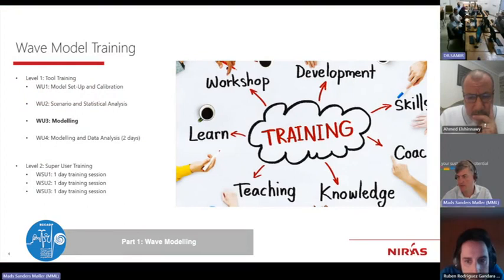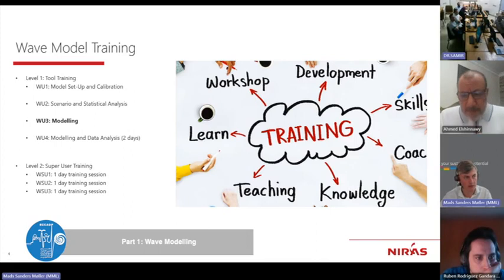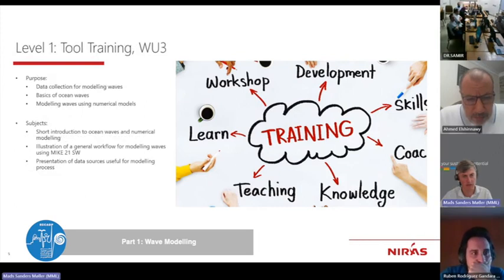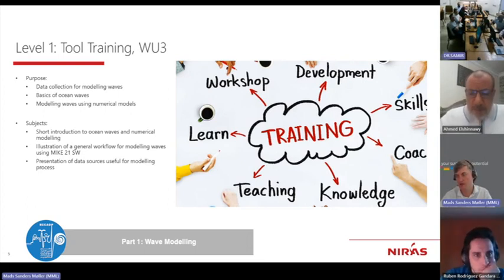So today is the third session of in total 4 training sessions, where the fourth session is spanning over 2 days. So after today, there will be 2 more days of training in level 1. The purpose of today is an introduction to data collection. We will give you a presentation of where data needed for wave modeling can be gathered and how it can be utilized in the wave modeling.